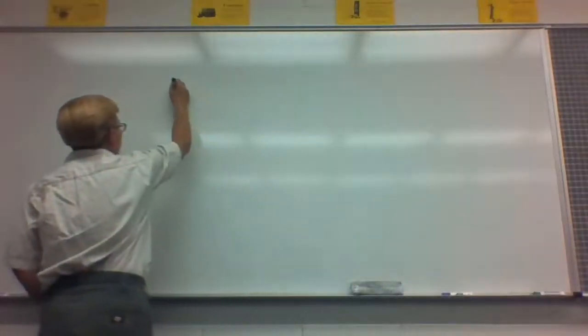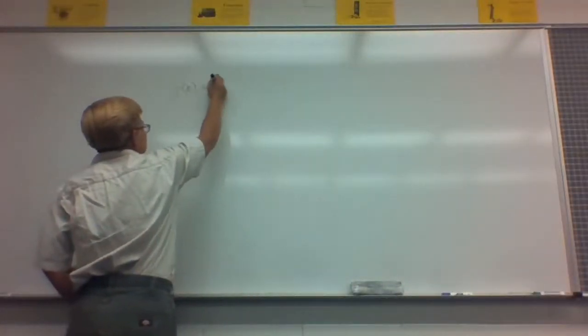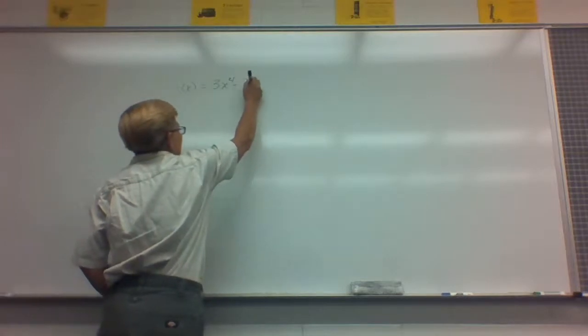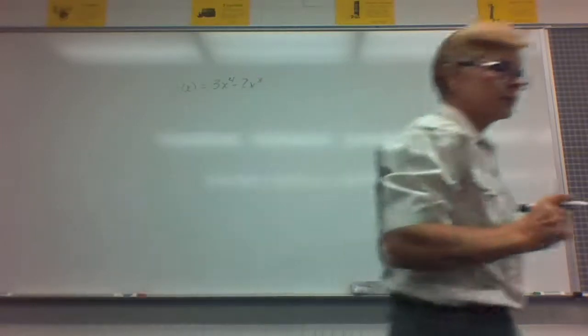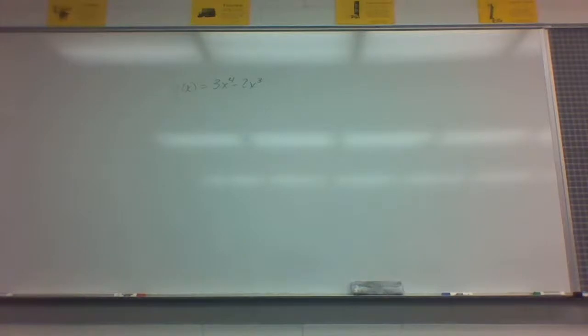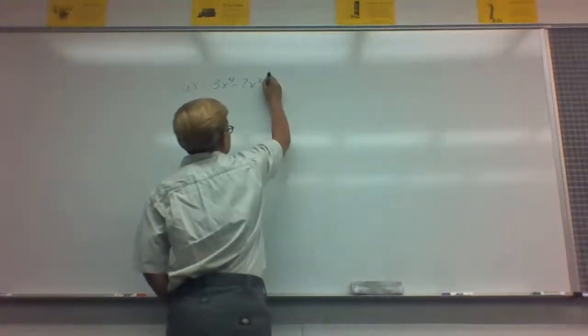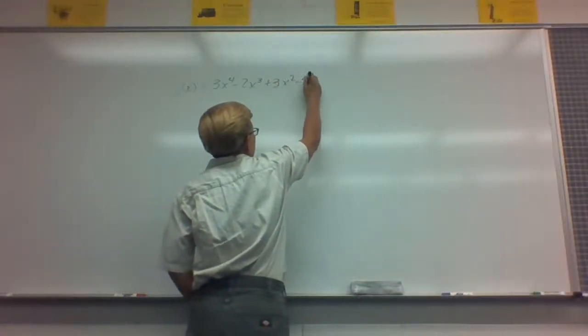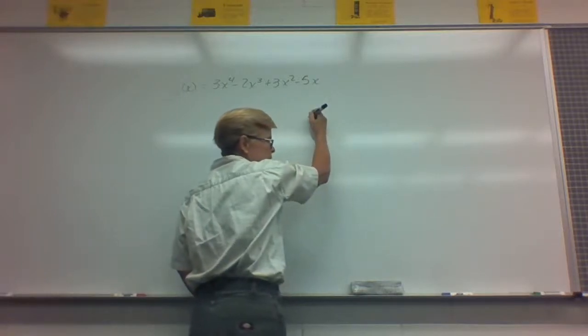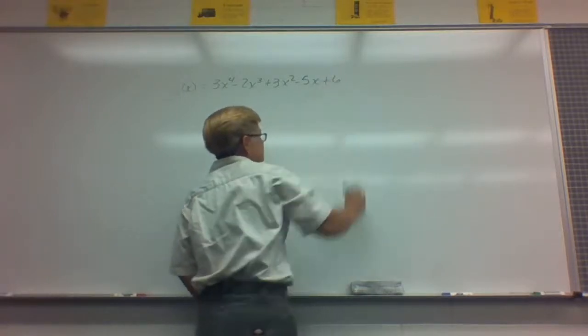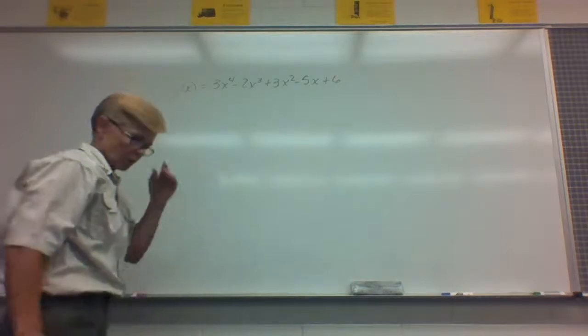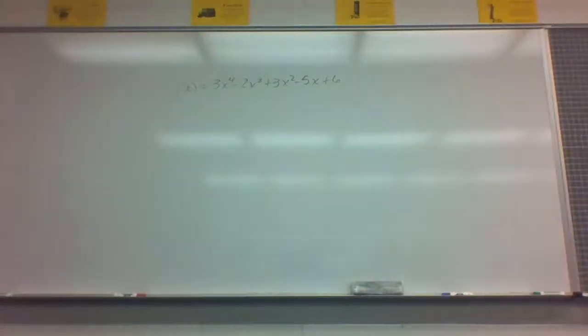So I want you to consider this polynomial. 3x to the 4th minus 2x cubed plus 3x squared minus 5x plus 6. I don't want to do it all over. I just want to consider that one polynomial. I'm on example 6 at the bottom of page 73.